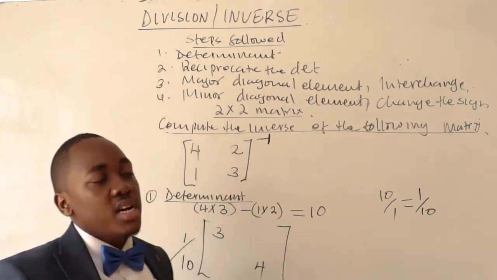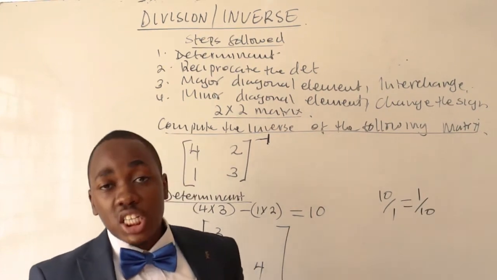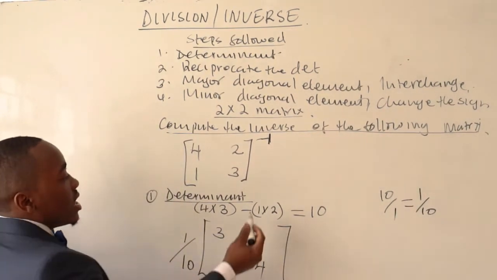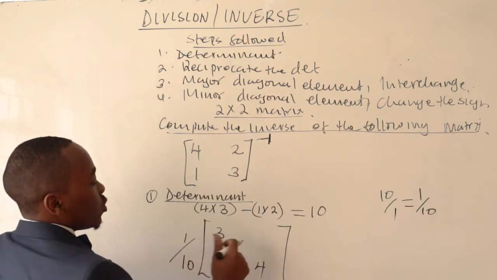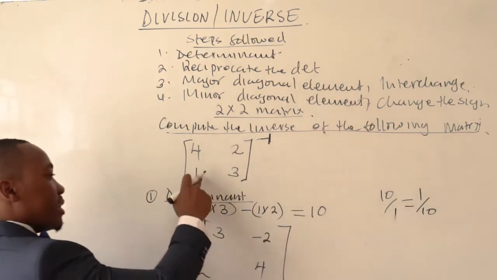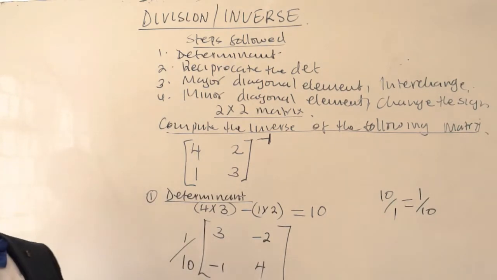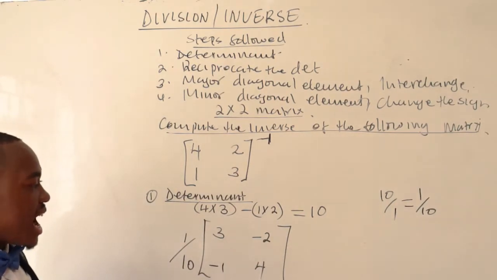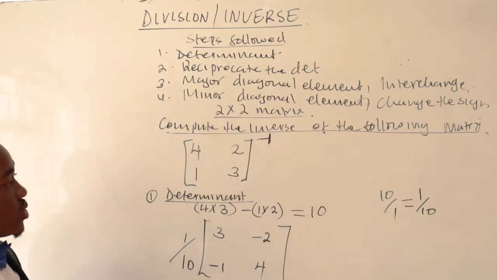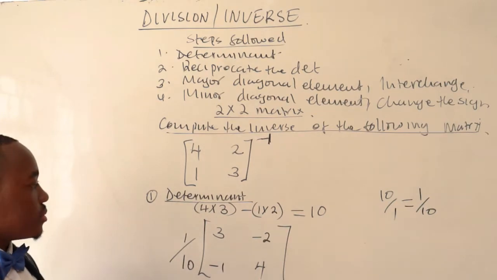Then the last step, for the minor diagonal, you change the sign. For example, this is positive 2, so it will be negative 2. This is 1, it would be negative 1. As simple as that. So that's how we get an inverse of a 2 by 2 matrix.